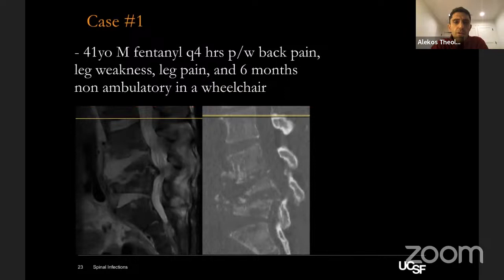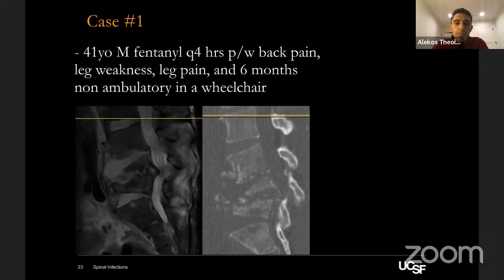So this is a gentleman, 41-year-old male, got into narcotics at a young age, and then that progressed, unfortunately, to him using IV fentanyl every 4 hours. He became very emaciated, malnourished, was living on the street for years, and weighed 90 pounds, presented with back pain, leg weakness, and leg pain. He was non-ambulatory for about 6 months in a wheelchair, and really had various fixed flexion contractures of his legs because of that inability to walk.